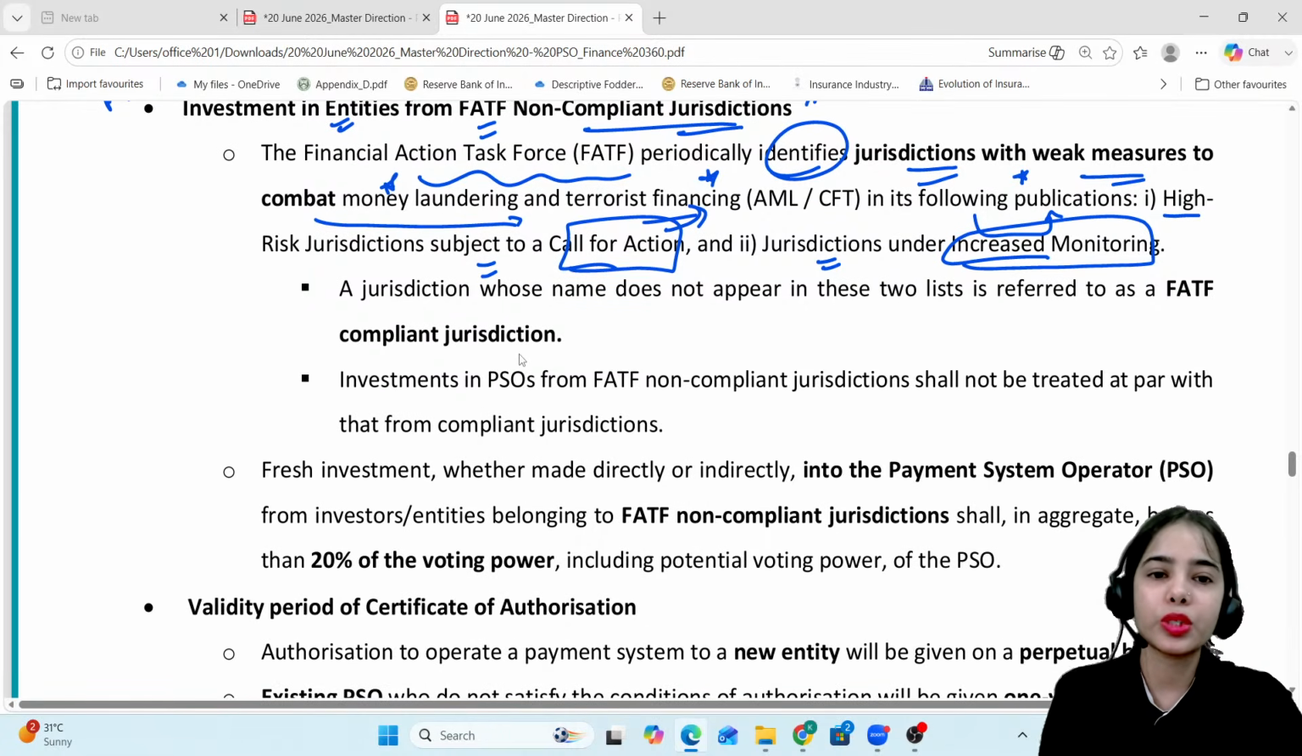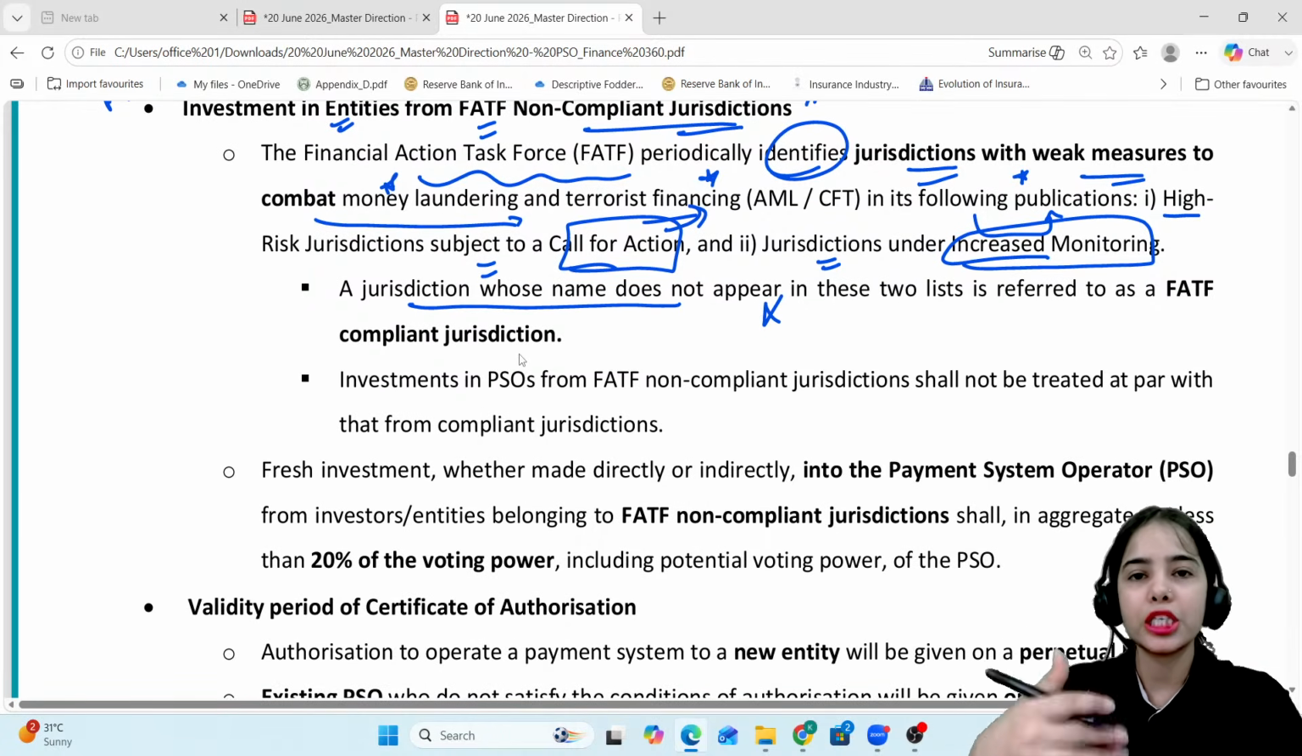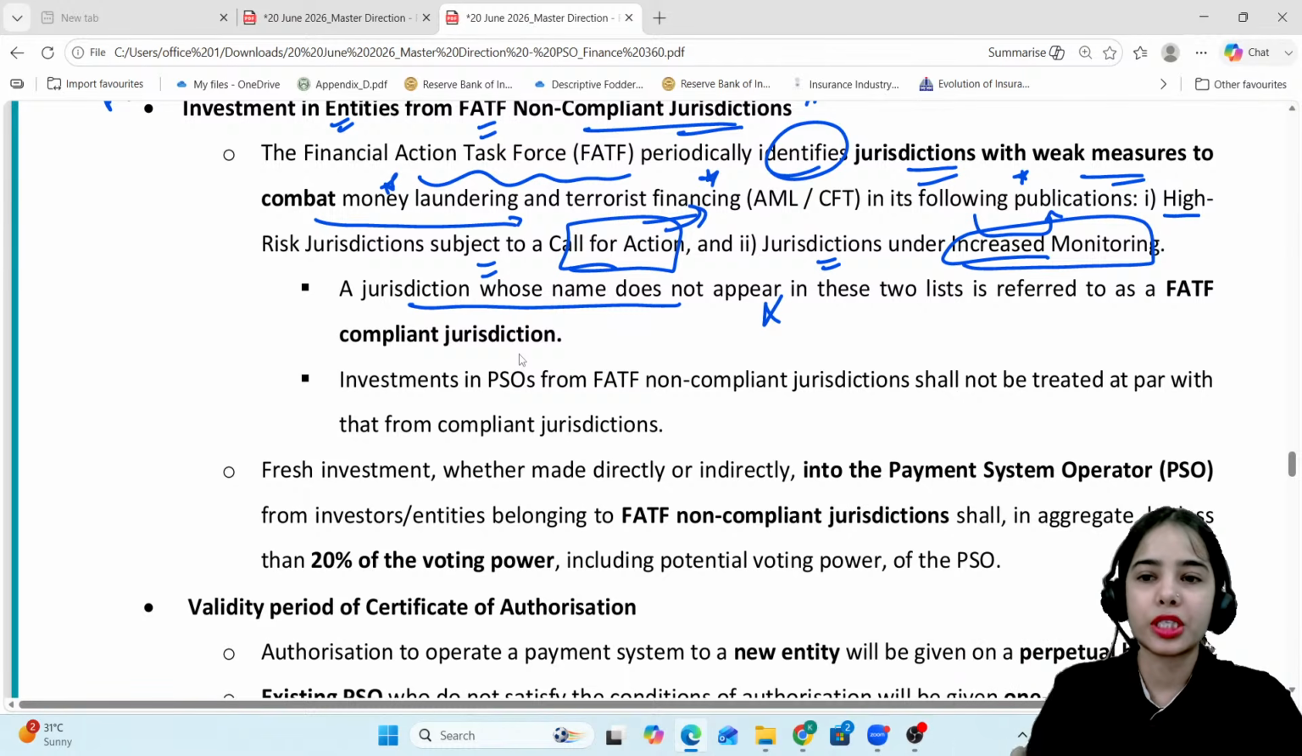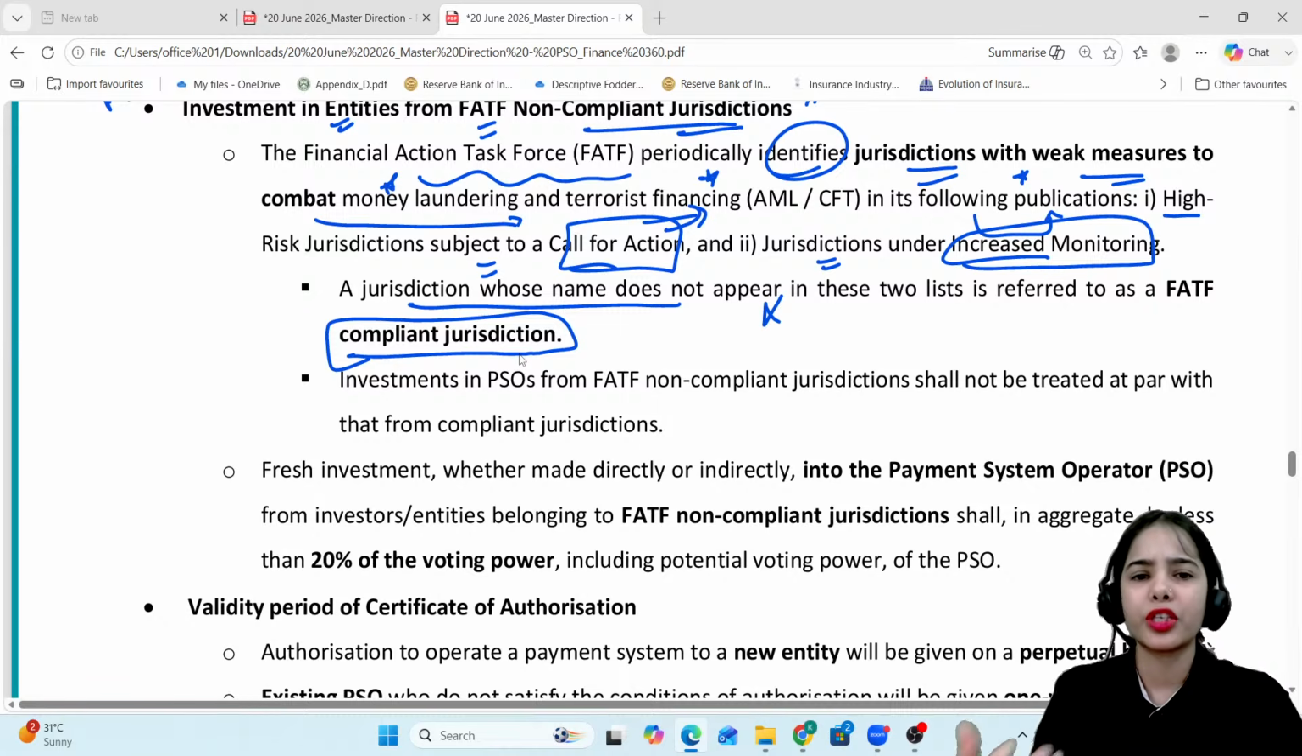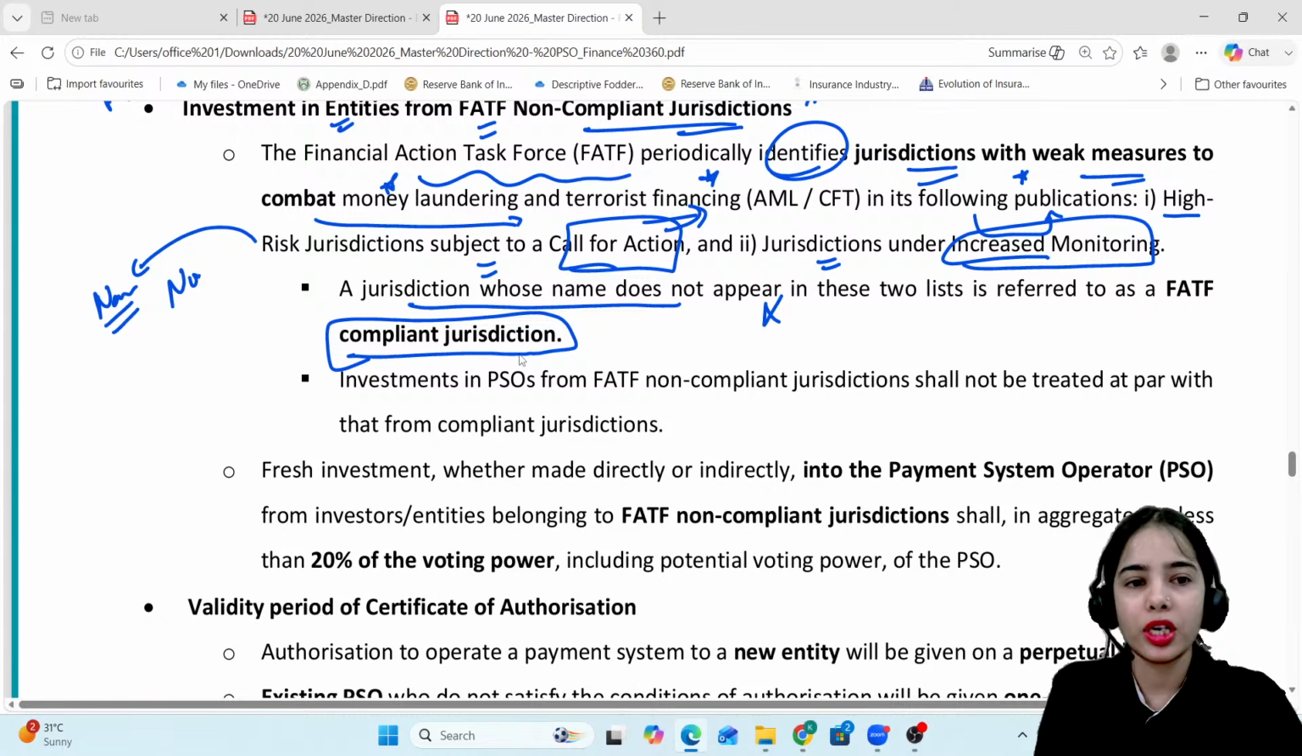A jurisdiction whose name does not appear in these two lists, that means that jurisdiction is the FATF compliant jurisdiction, a good jurisdiction, which is complying with the rules and regulations and which is having strong measures to combat money laundering and terrorist financing. If the names are in the list, that means they are non-compliant jurisdictions. If the names are not in the list, that means they are compliant jurisdictions.